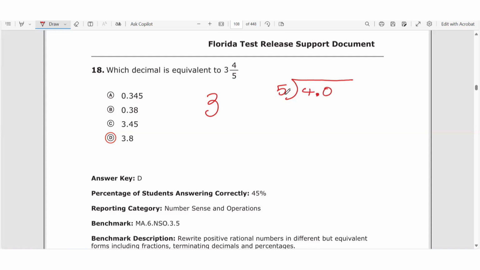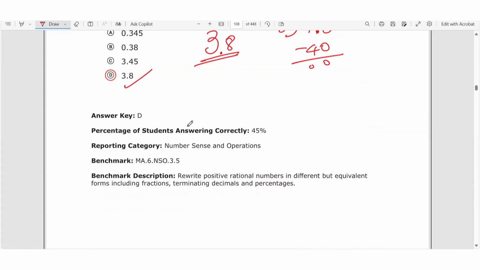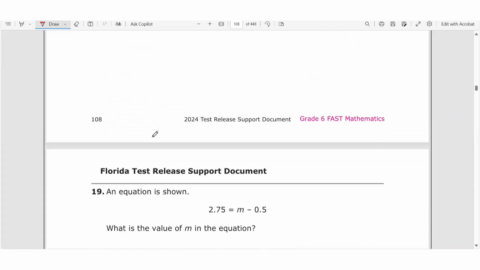So 5 into 40, that's 8. 8 times 5 is 40. And we could see when we subtract, we're good. But this decimal point here has to be pushed up right there. So what we're looking at is 0.8 being attached to this. So we're looking for 3.8, and that is the answer to that question right there. Let's take a look at the other question.